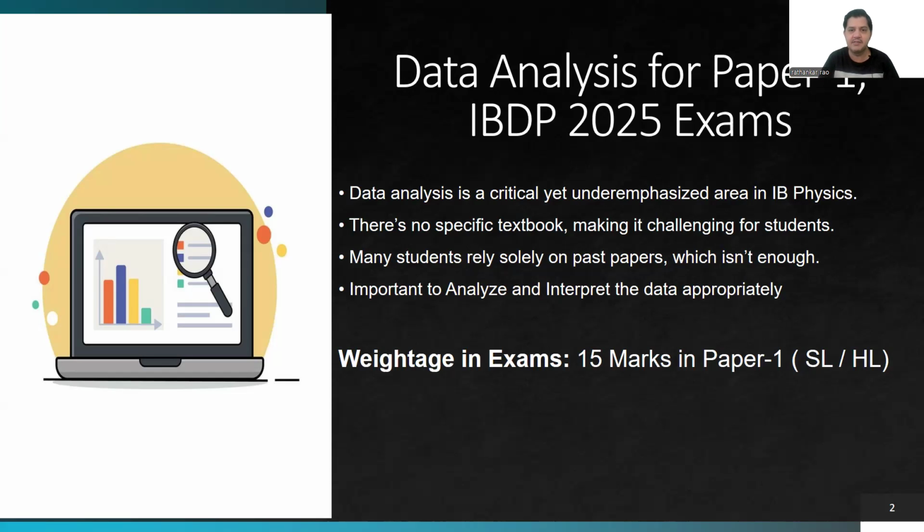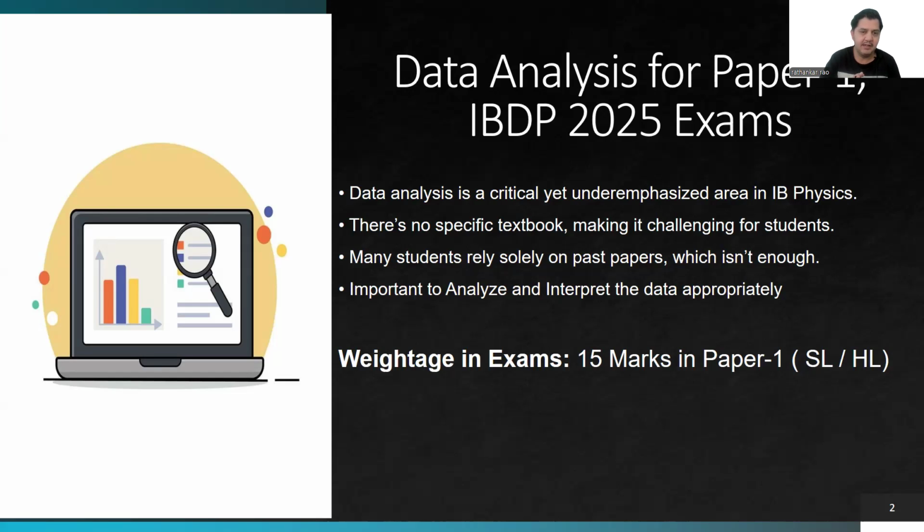Many students rely solely on past papers, which I feel is still not enough. You really need to have some amount of theoretical background to work on this. It is very important to analyze and interpret the data appropriately, without which you will not be able to solve it in papers. The weightage in exams for both SL and HL is seen to be 15 marks in paper 1.